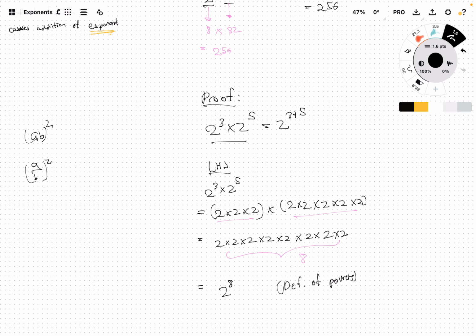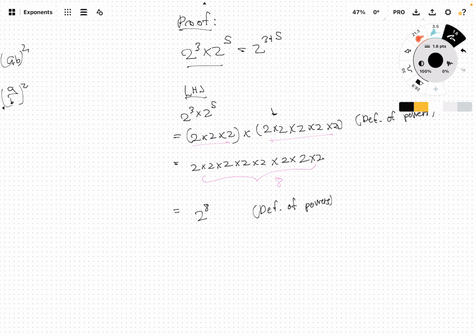Actually, let me emphasize. I went from here to here again, the definition of powers, because powers is repeated multiplication. And then here, I use the definition of powers to go the other way, to go from the repeated multiplication to the power form. So, that's why this works. And actually, this proof works in general as well.